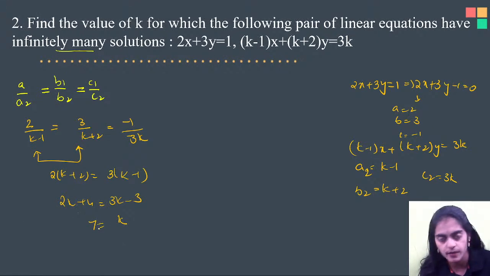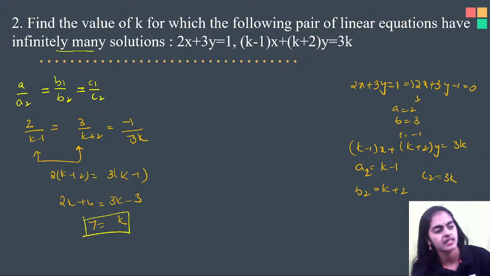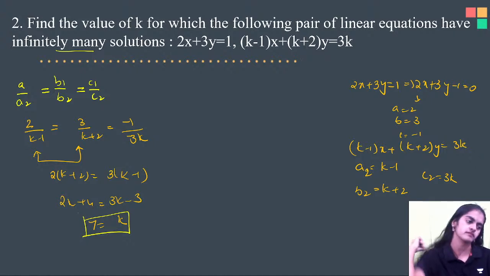3k minus 2k is k, and you have 7. So k equals 7. Okay, that is the correct answer. Clear till here? Yes, let me know. So shall we proceed to the next one?